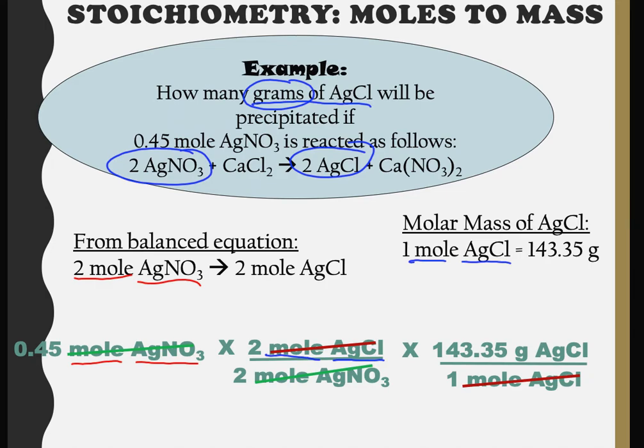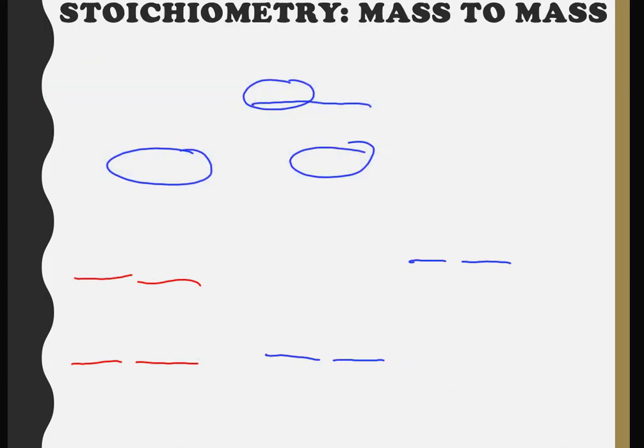So then to do the math here, it's 0.45 times 2 divided by 2 times 143.35. And I get an answer of 65 grams. Let me clear my ink.